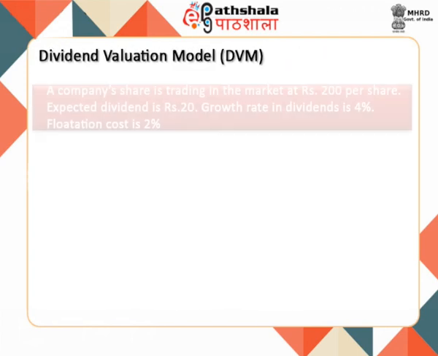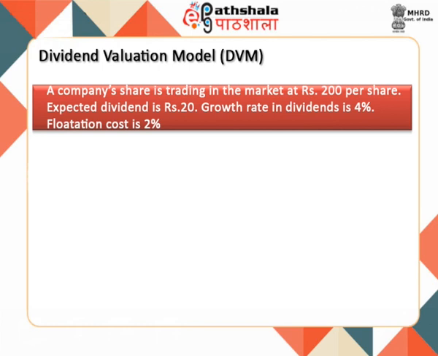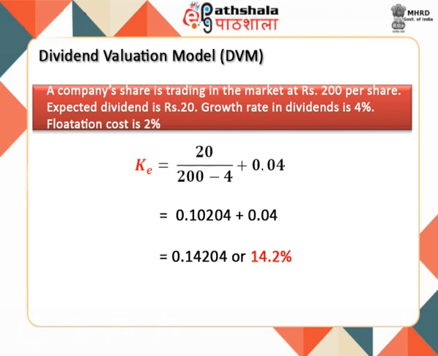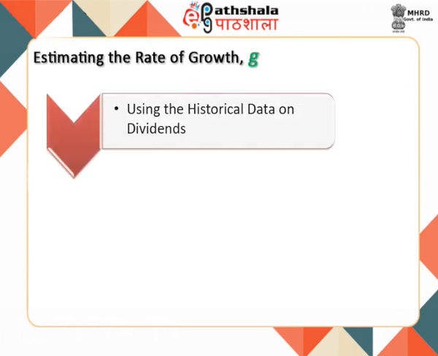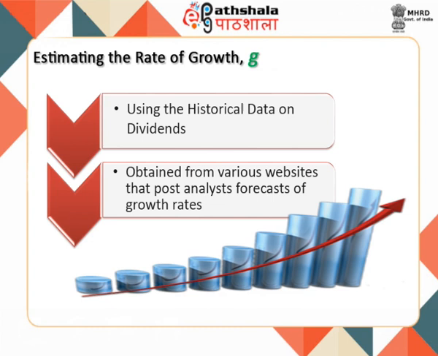For instance, a company's share is trading in the market at rupees 200 per share. Expected dividend is rupees 20. Growth rate in dividends is 4%. Flotation cost is 2%. The cost of equity can be estimated by substituting these values in the formula as shown here. In order to calculate the cost of equity using DVM, we need growth rate of dividends. The growth rate can be estimated using the historical data on dividends or from various websites that post analysts' forecasts of growth rates.